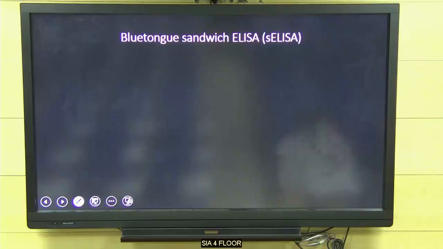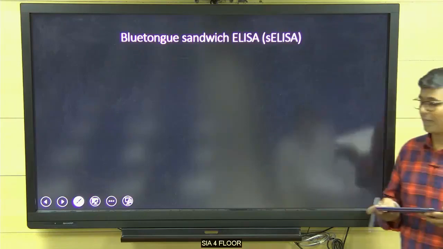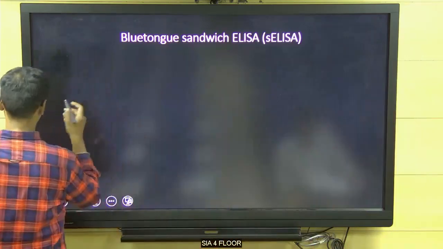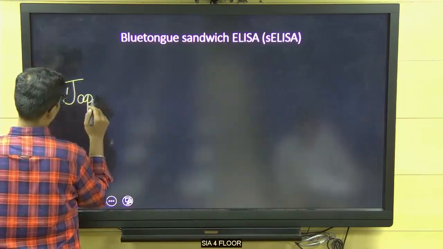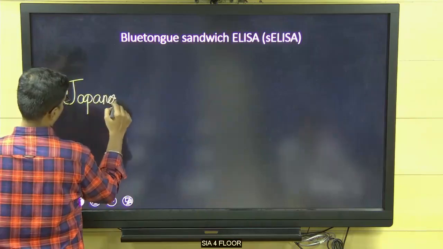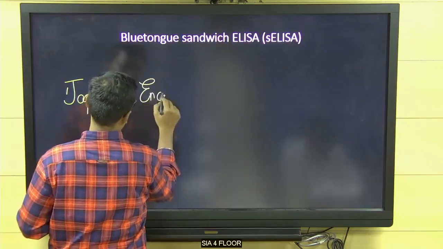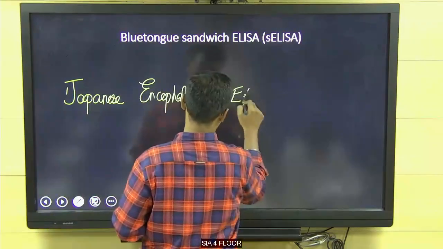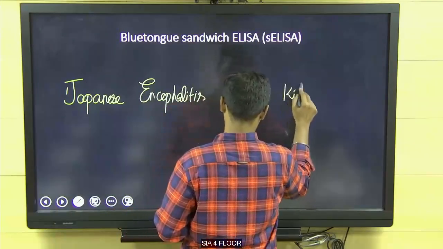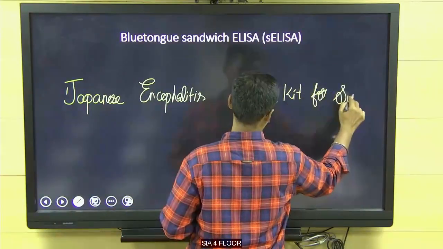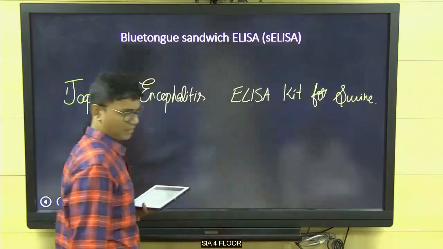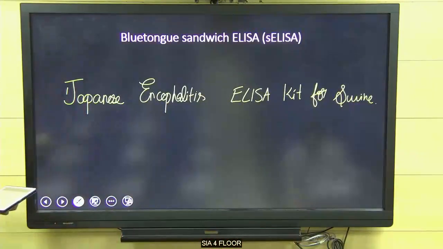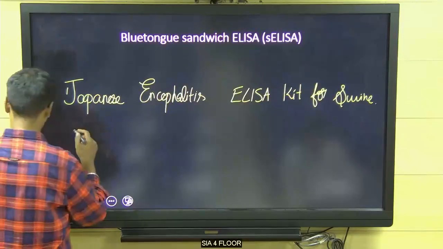Next one. About the Make in India initiative. Basically, we developed two kits. First is the Japanese encephalitis kit. It's a highly infectious zoonotic disease. Japanese encephalitis. ELISA kit for swine. What is swine? Pigs. So this kit can detect Japanese encephalitis in pigs so that the transmission to humans will be blocked or minimized. And then blue tongue.